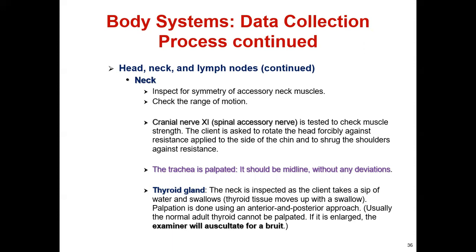We also check cranial nerve 11. It's called the spinal accessory nerve. How do we check it? Tested to check the muscle strength. And also the client is asked to rotate the head forcefully against the resistance applied to the side of the chin, right?